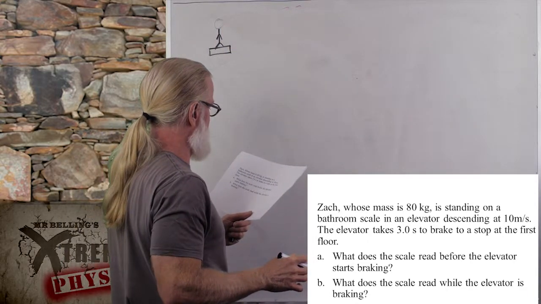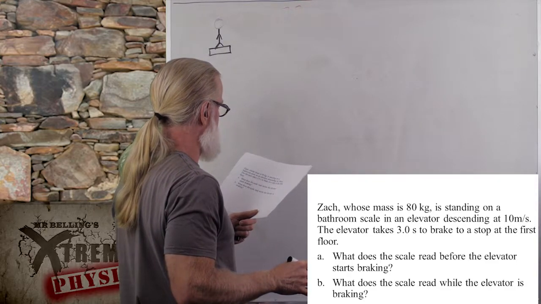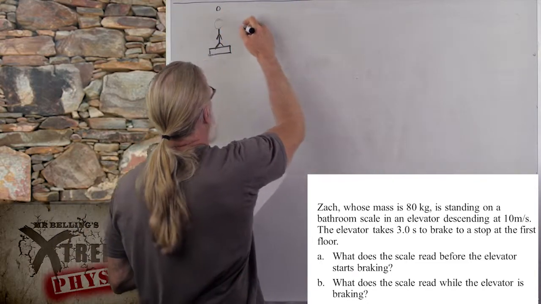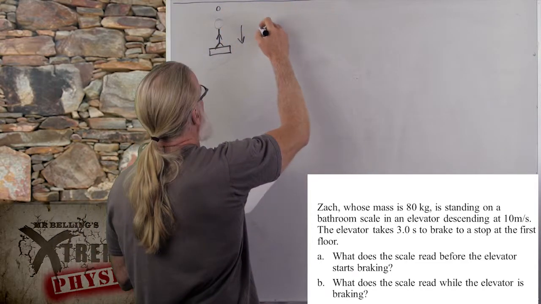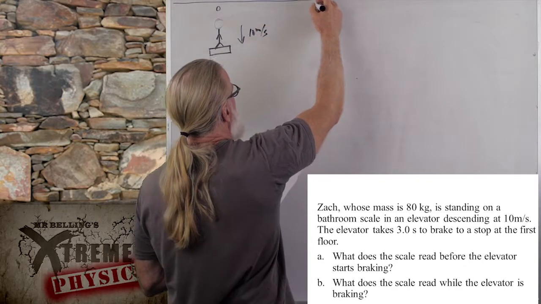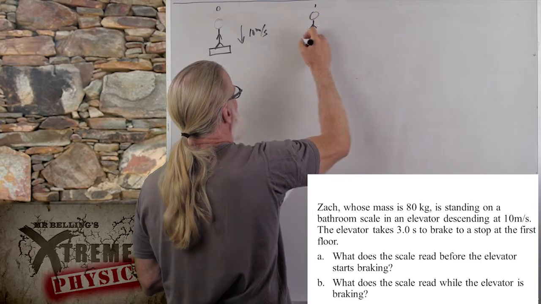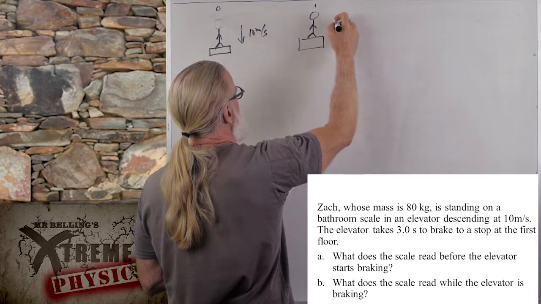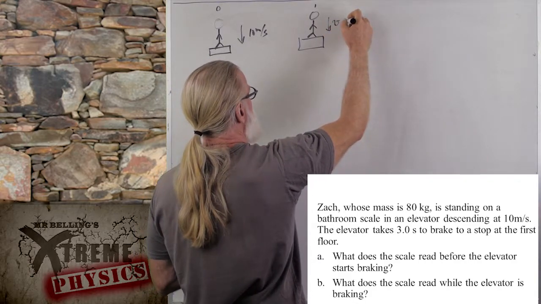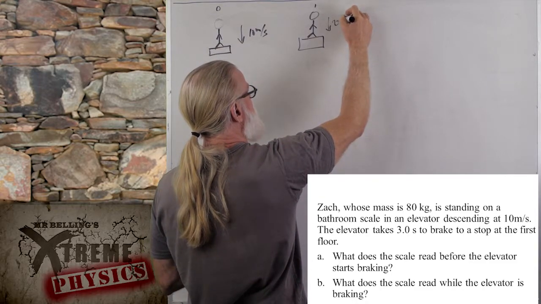He's in an elevator. It's going down 10 meters per second. Well, we have two situations. Here's the beginning situation where Zach's going down at 10 meters per second, right? And then we have another situation where the drawing's not going to change anyways. So here he still has a downward velocity, but he's braking to a stop. So he's going to have an upward acceleration.